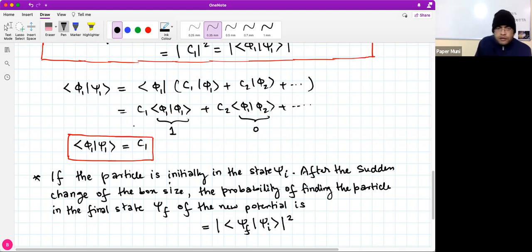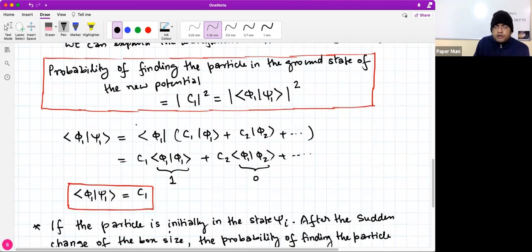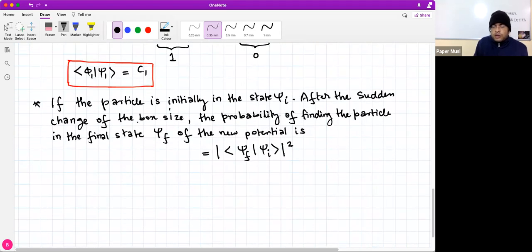This is the same thing we have already written earlier. I just took the example of the ground state; in this case we can take any state we want to find. So this is the thing you must remember.